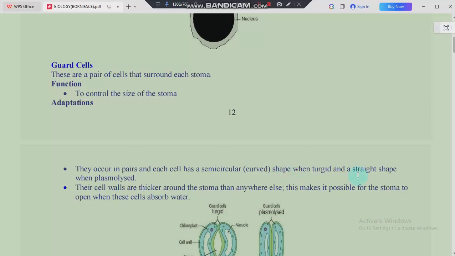When they are plasmolysed, they become straight. I had to notice that one. So their cell walls are thicker around the stoma than anywhere else. This makes it possible for the stoma to open and absorb water.